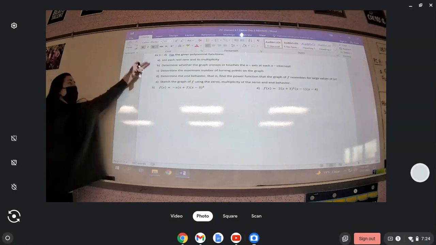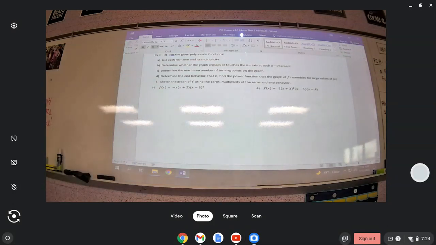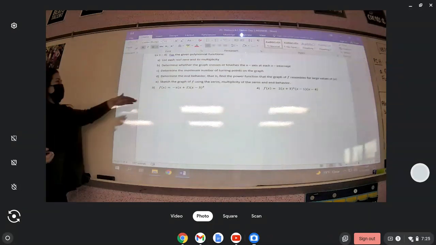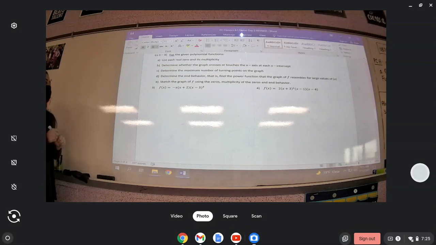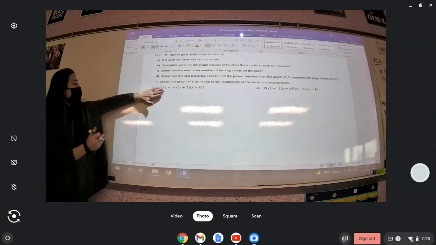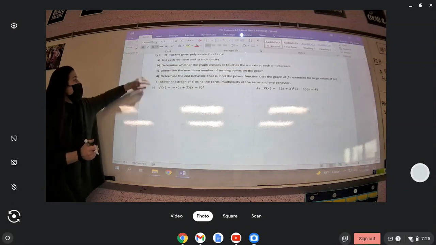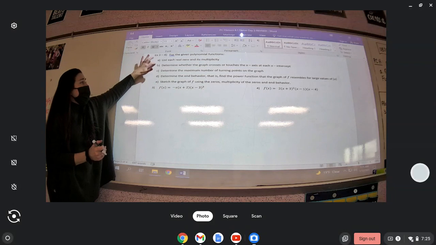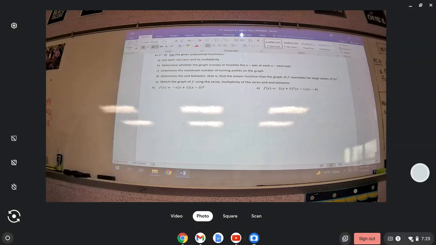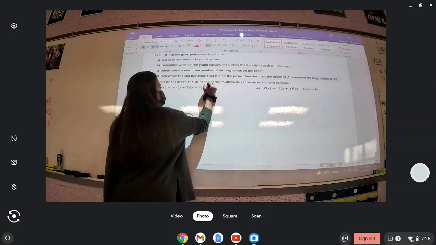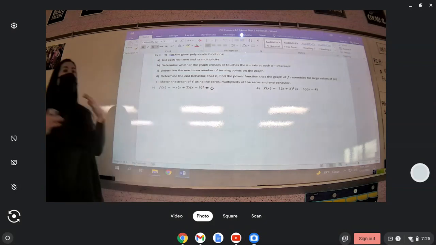All right, so they've given you basically a laundry list of things that you have to find to analyze the graph of a polynomial, which is fine. Some of them are really, really quick and easy steps. All right, so we have this polynomial function right here. In part A, it says list each real zero and its multiplicity. So guys, let's find the zeros. Let's set it equal to 0, and let's solve.